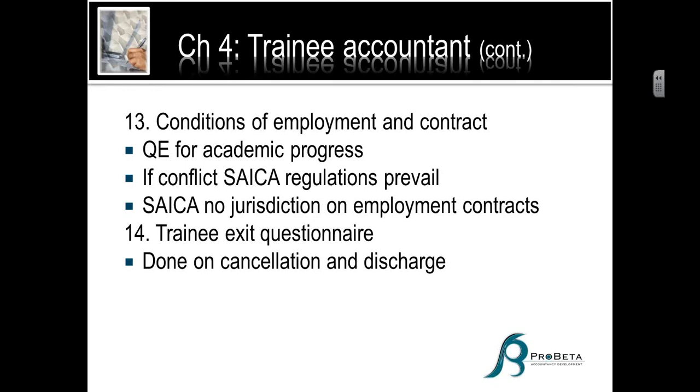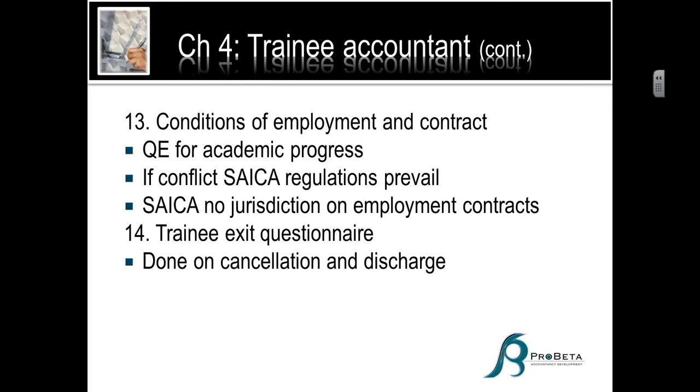Number 13 and 14 have not changed either, but I just wanted to revise. Conditions of employment cannot conflict with the SAICA regulations. The contract itself, if it does conflict, the SAICA regulations will prevail. You are not allowed to include the QE for academic progress. As per SAICA, again, you decide what you need to do. And SAICA has no jurisdiction. Again, they're just reiterating to the trainees specifically that they've got no jurisdiction on employment contracts.